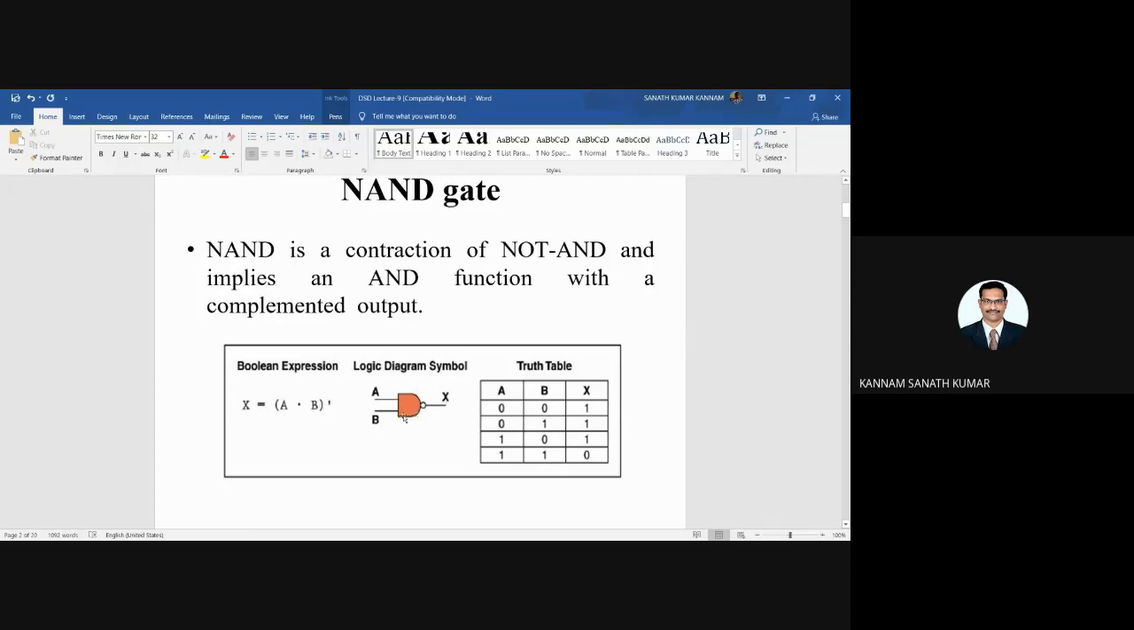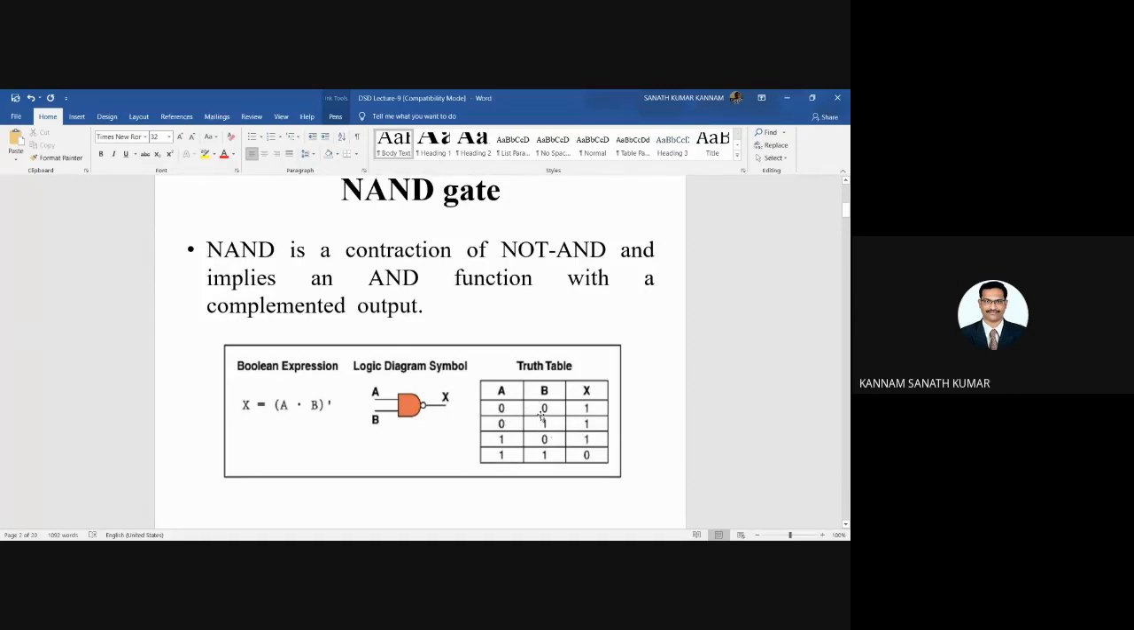So this is the symbol, an AND gate followed by a bubble. This is nothing but the NAND gate. If you see, the NAND gate output is the opposite of the AND gate output. So if any of the inputs is 0, you are getting the output as 1.